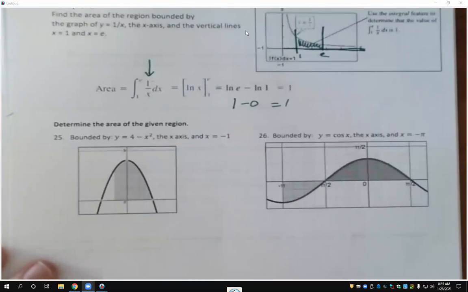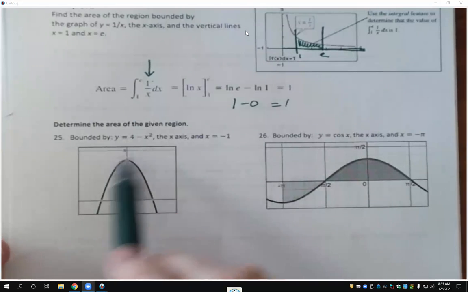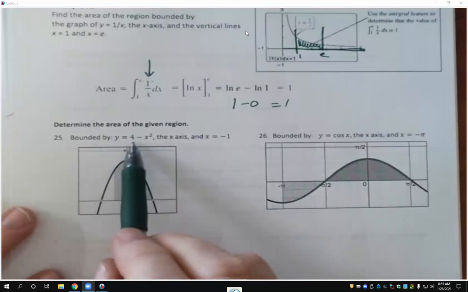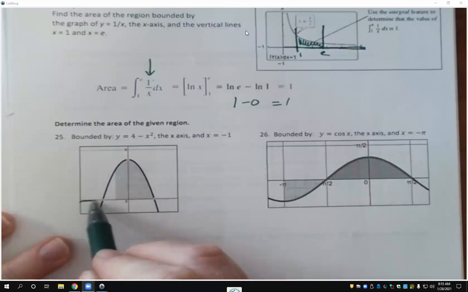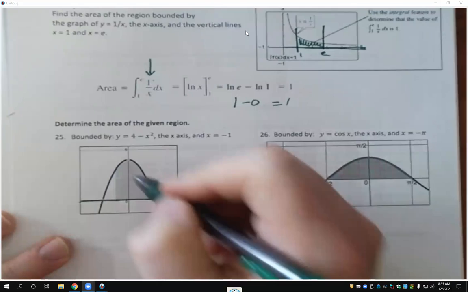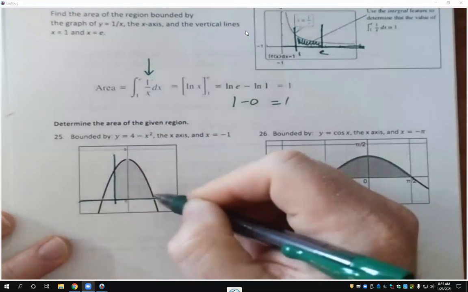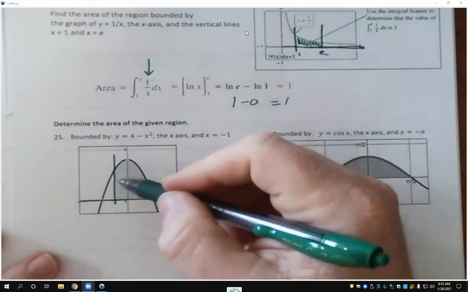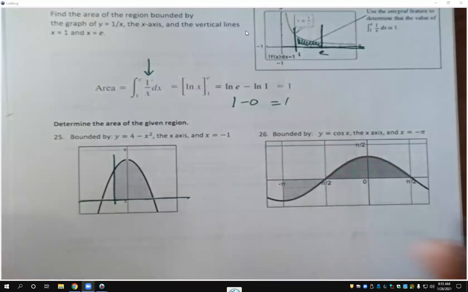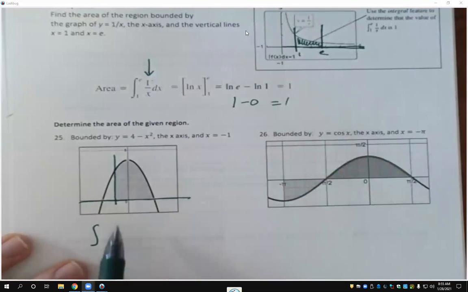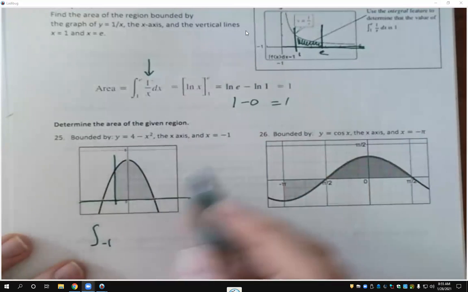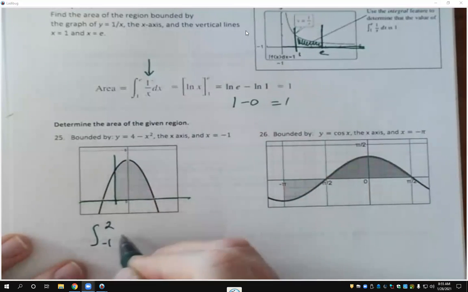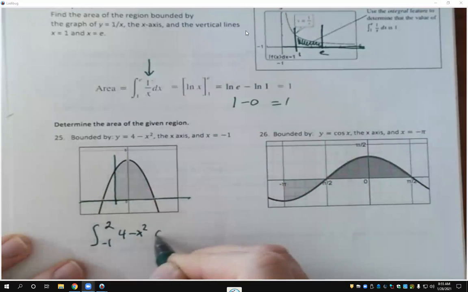All right, so now we're going to give it a shot. Okay, so we're given this graph right here. It's the graph of 4 minus x squared, and we're bound by the x-axis and the line x equals -1, and obviously to the end of our graph right here. So we want this shaded region, and we're going to find the area of that. So we're going to integrate from -1, and then this value is +2. You can get that by finding an x-intercept, of 4 minus x squared dx.